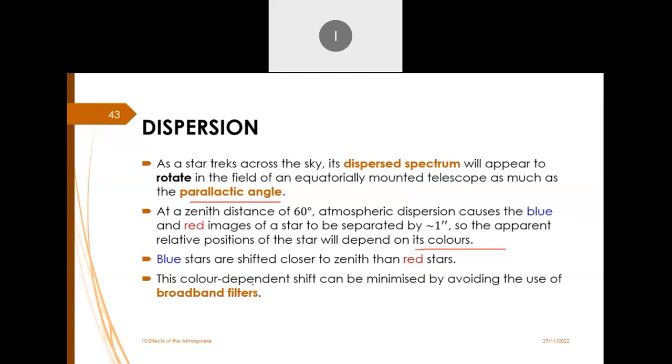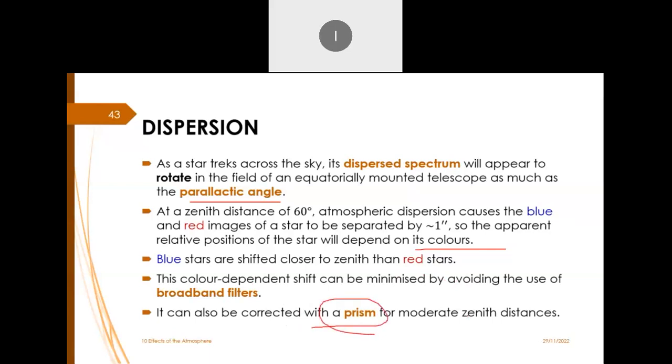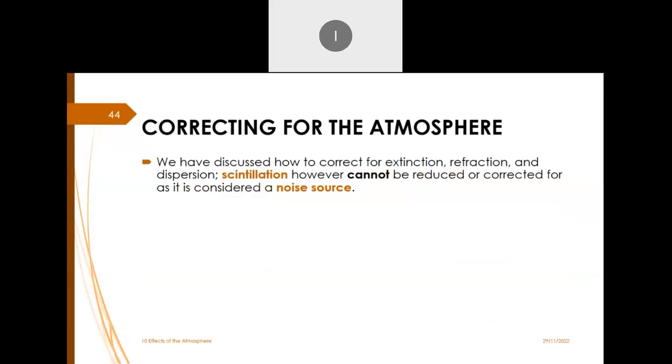This color dependent shift can be minimized by avoiding the use of broadband filters, and can also be corrected with a prism for moderate zenith distance. This one is for correcting for the atmosphere.